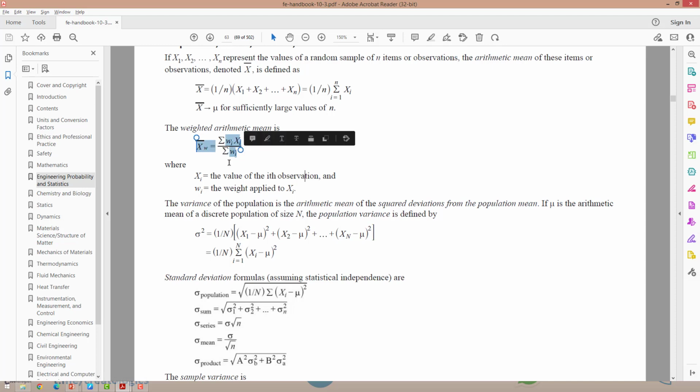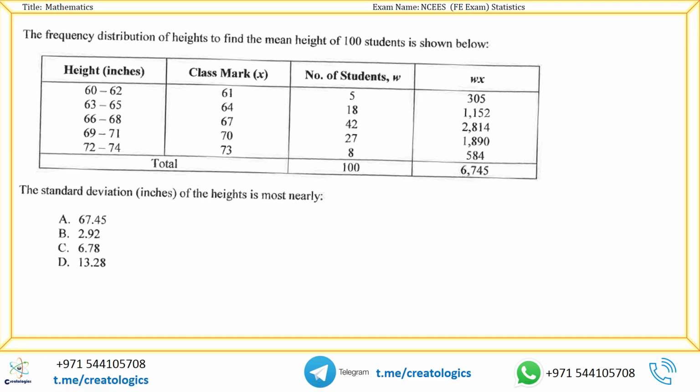Okay, so let me write the formulas for you on this. First, let's find the mu, or the mean value. That will be the sum of all these wx divided by the sum of all the frequencies w. That gives you mean value is equal to 6745, because it's already given to us here, the sum, divided by the sum of all frequencies, that is 100. So that gives me the mean value as 67.45.